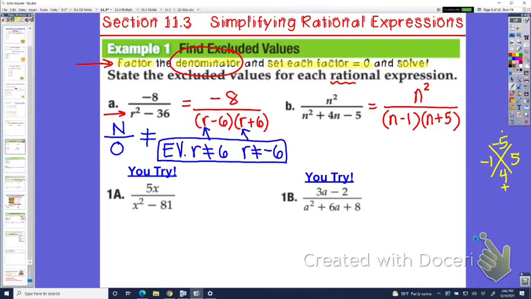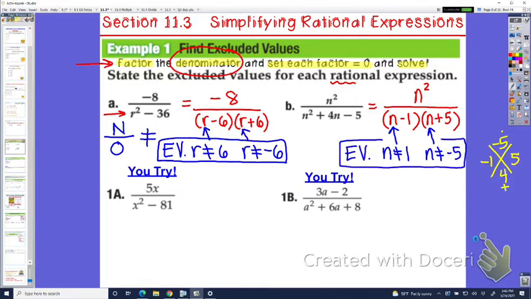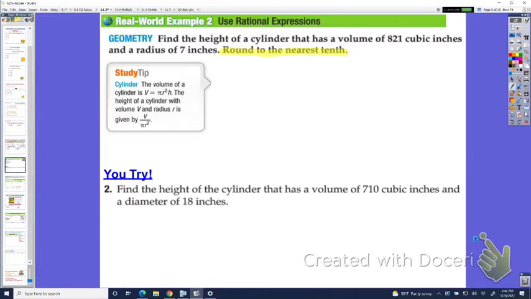And again, we look at the denominator and think what values of n would make this turn into 0, and that would be a 1, so n cannot be 1. And from this one, n cannot be a negative 5. So it's all about the denominator. Factor it first, then figure out what values would turn it into 0. So you're going to try 1A and 1B on that slide, and we'll talk about it in class.